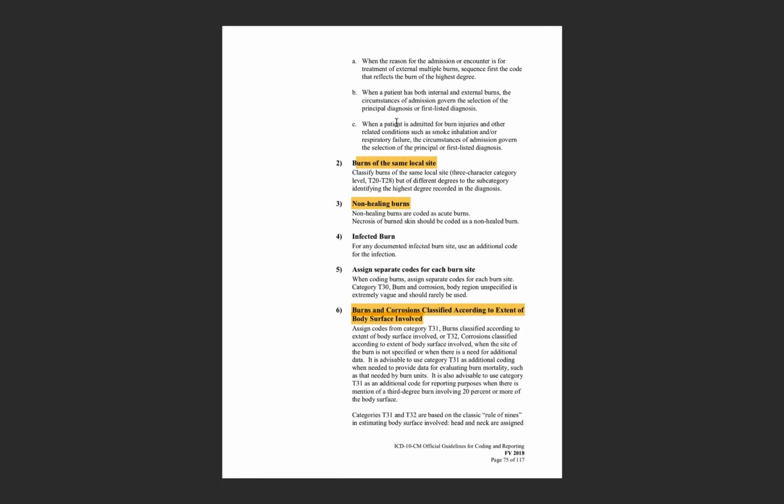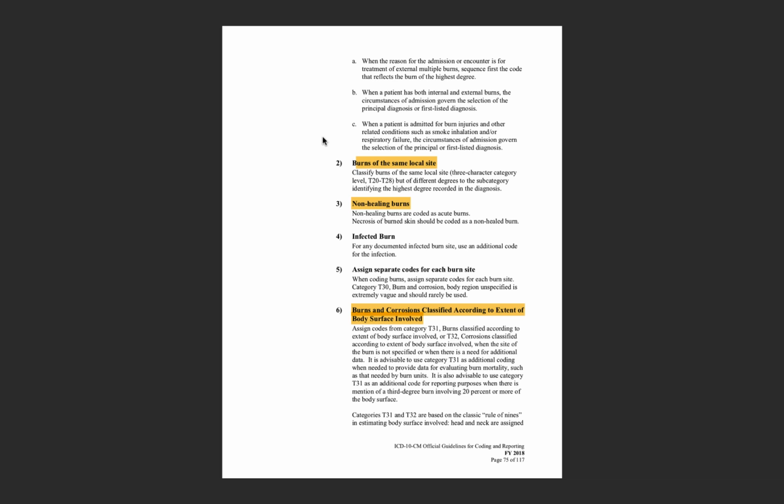When the reason for the admission or encounter is for treatment of external multiple burns, sequence first the code that reflects the burn of the highest degree. When the patient has both internal and external burns, the circumstances of admission govern the selection of the principal or first listed diagnosis. When a patient is admitted for burn injuries and other related conditions such as smoke inhalation or respiratory failure, the circumstances again designate which code goes first. Which one are they being treated for, basically?